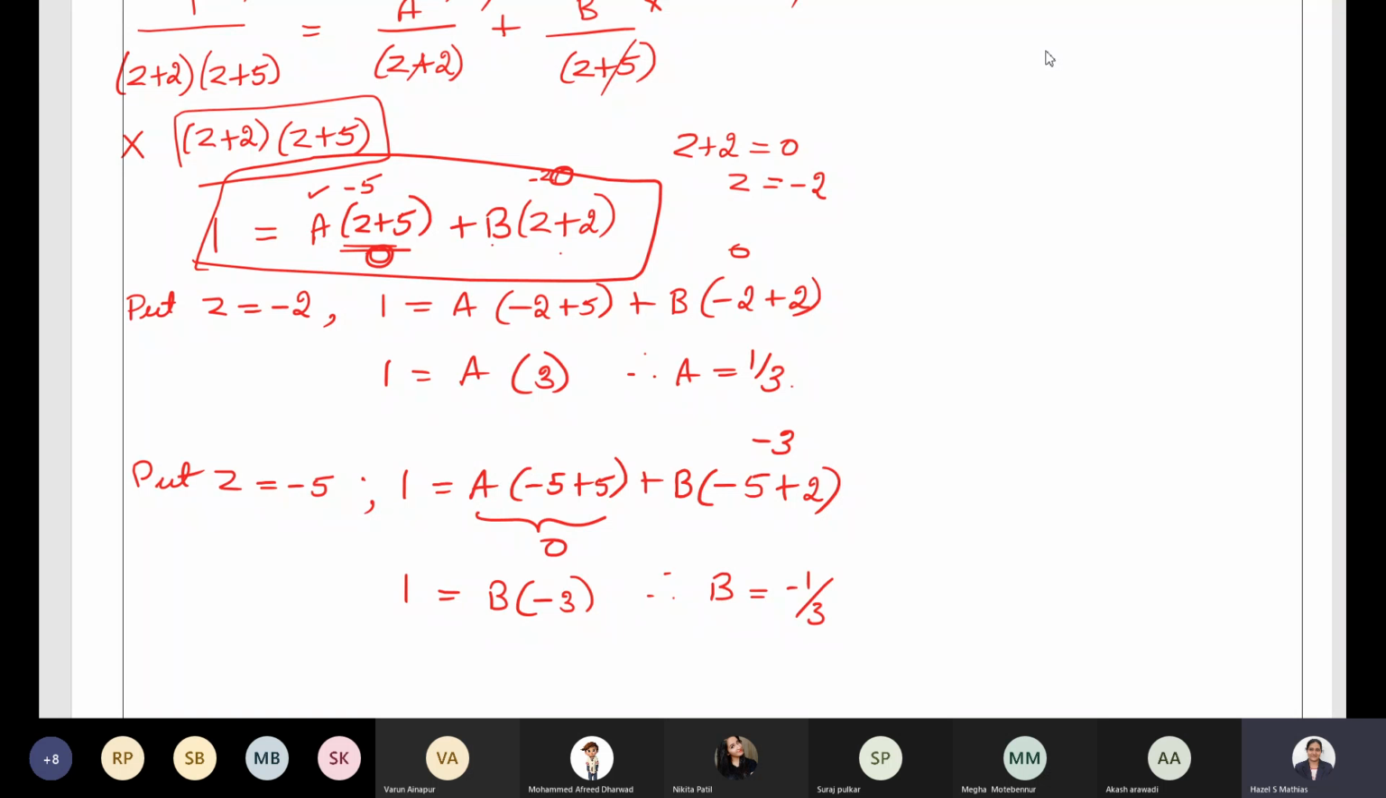Anybody wants to ask anything? Is it clear how to find the value of A and B? Please ask if you have any doubt. Suraj, is it okay? Are you able to follow it? Yes, ma'am. Varun, Yash, yes, ma'am. Somewhat. You need to practice.